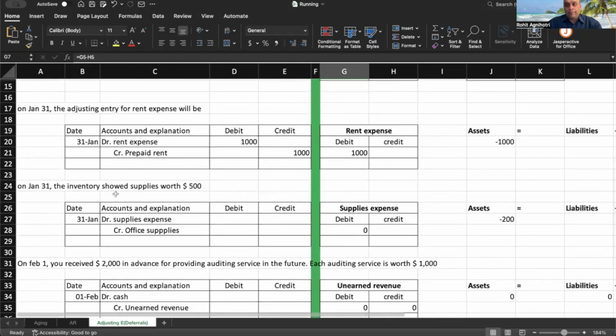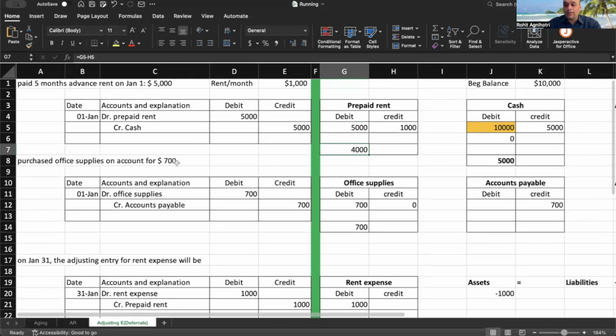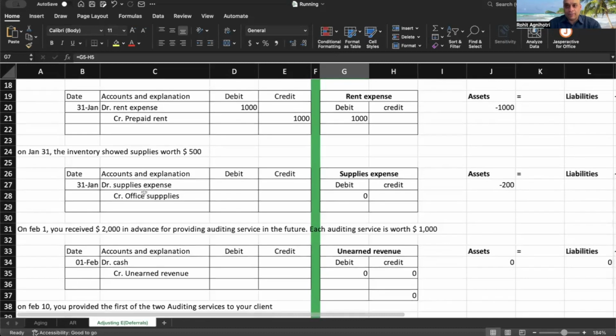Okay, next one. So on January 31st, you went into the supplies room and you counted your inventory and you found out that you only have inventory worth $500. That is what the office supplies are remaining. How much did you buy? You bought $700 on the 1st of January. But on 31st, you find out only $500 is remaining. So you have used $200 of office supplies.